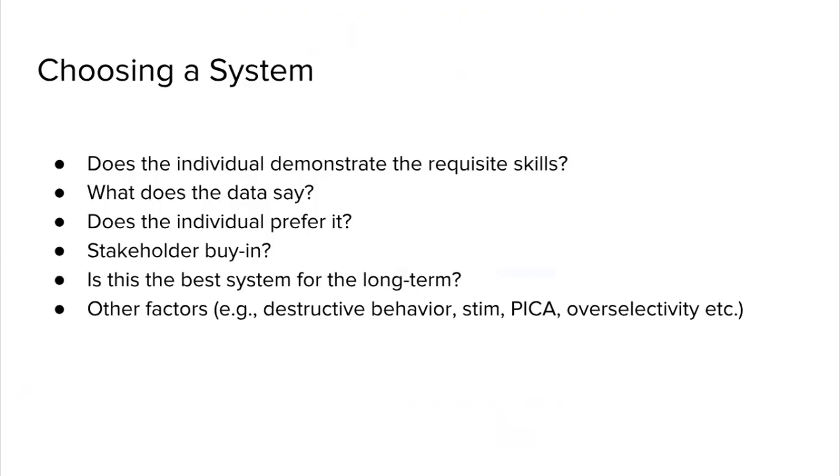Over selectivity is something where people tend to go to the one spot, maybe the upper left-hand corner, over and over again. And in that case, it might make sense to have a PEC system where you can change the icons along. So there's a lot of things to think of, and none of these would preclude one from using a specific device. It's just you have to think about in your planning and choosing the system how you're going to address those needs.